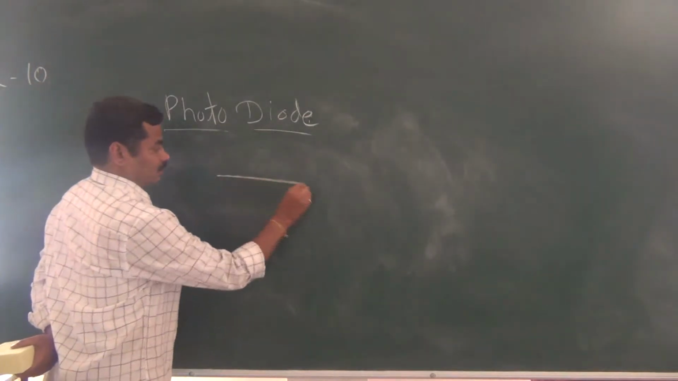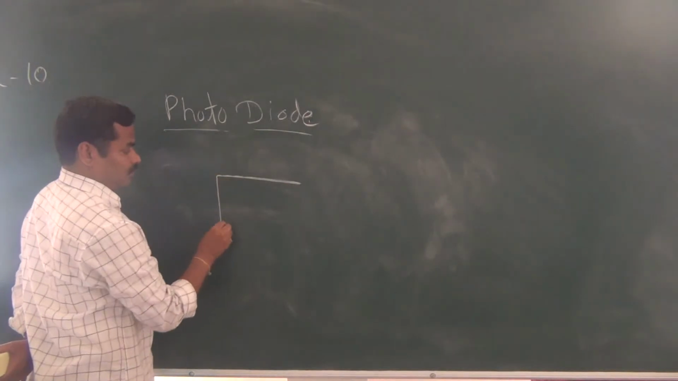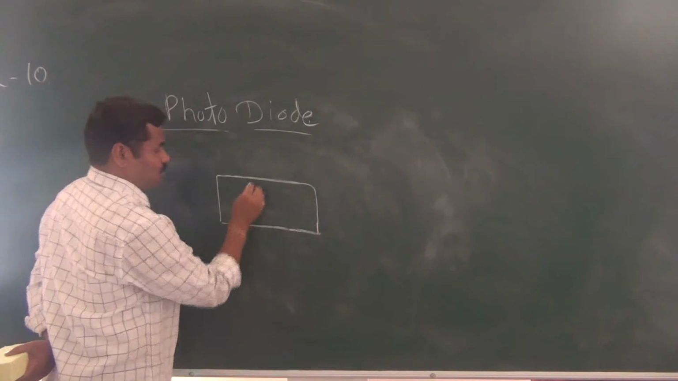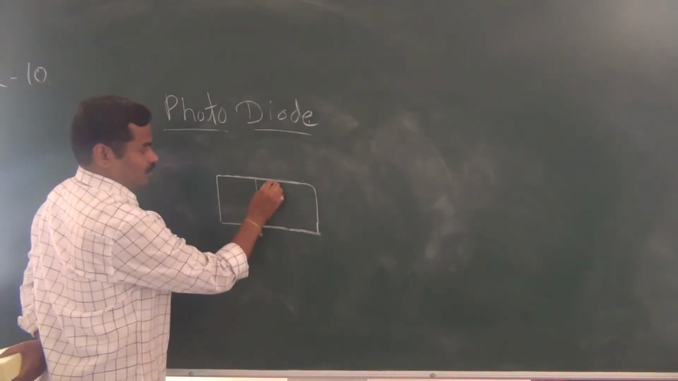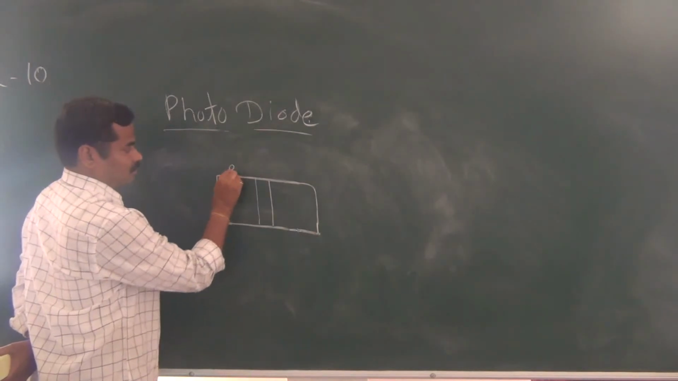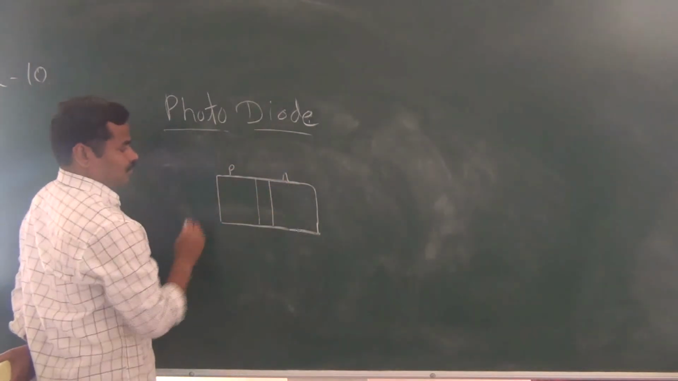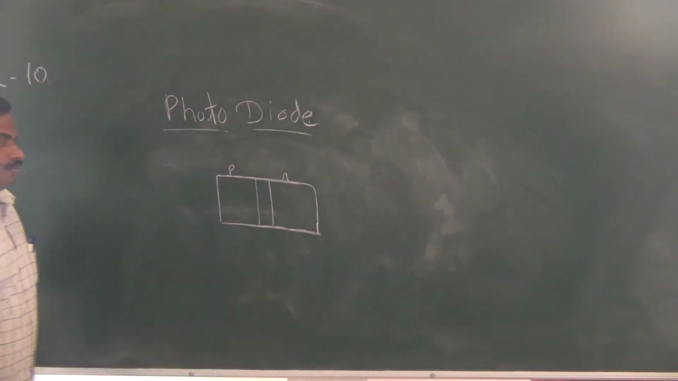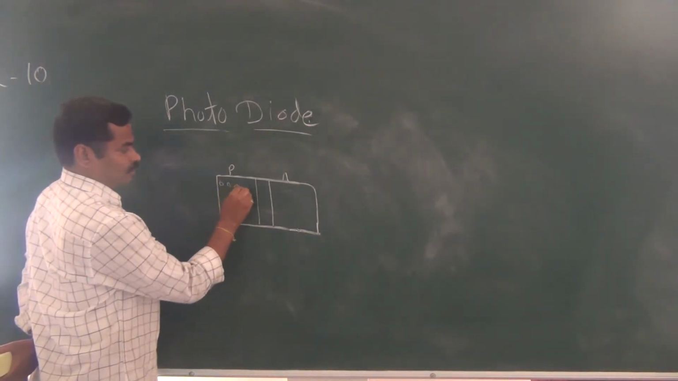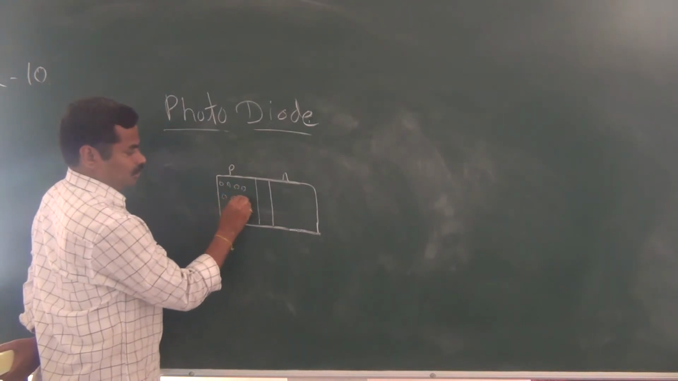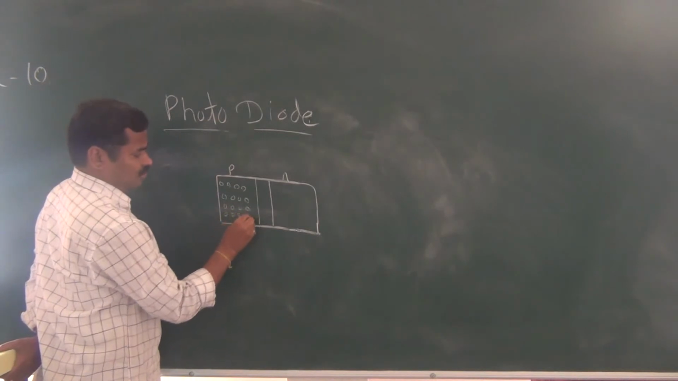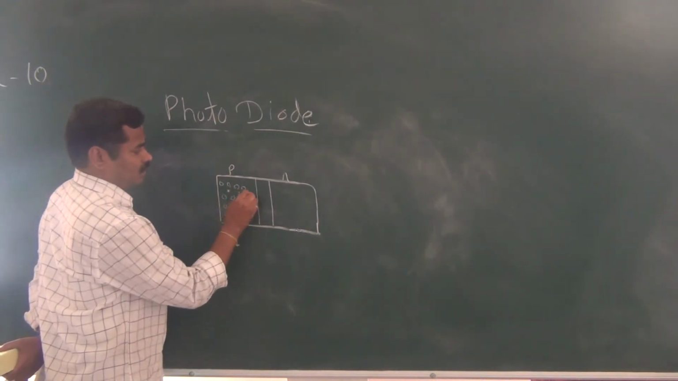A P layer is grown on an N layer by the method of diffusion. And look here, as usual, it contains a P-type semiconductor right here, and an N-type semiconductor. And here, as usual, we know in the P-type semiconductor the holes are the majority carriers, as you know already. And also having the electrons, they are the minority carriers.